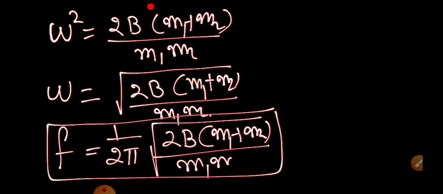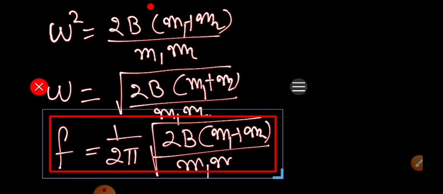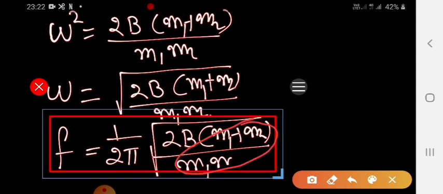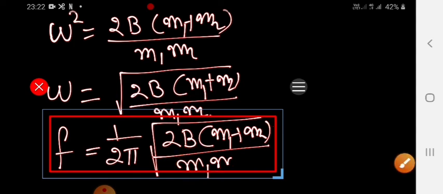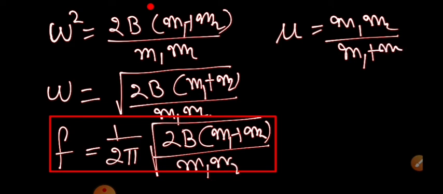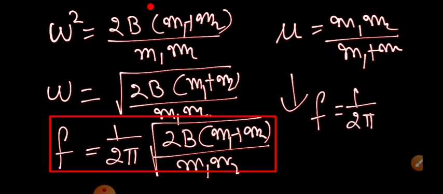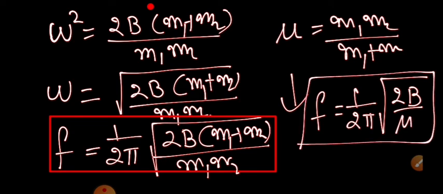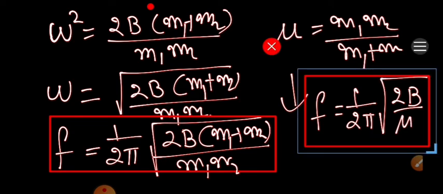So this is our answer. We can write this quantity as mu, the reduced mass of the system. Mu is equal to m1 m2 by (m1 plus m2), and accordingly the frequency f is equal to 1 by 2 pi under root of 2B by mu. This is my answer. So for the potential energy function as given, this is the frequency with which the particles will be oscillating.